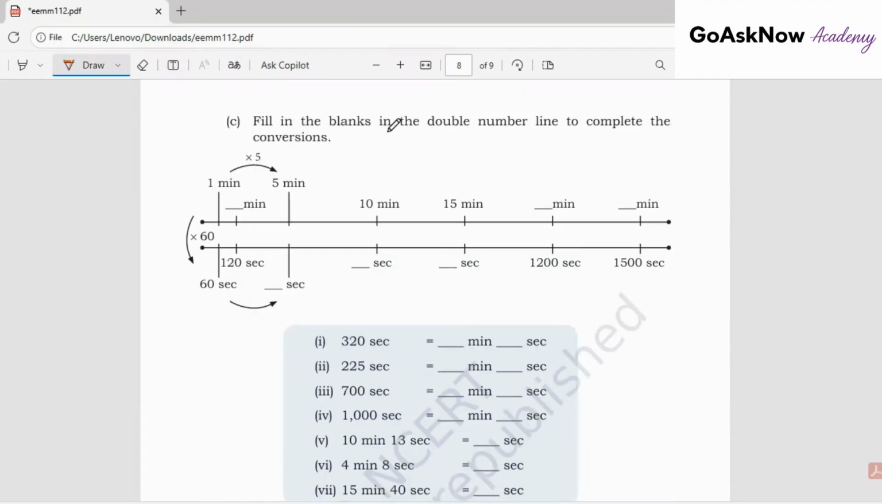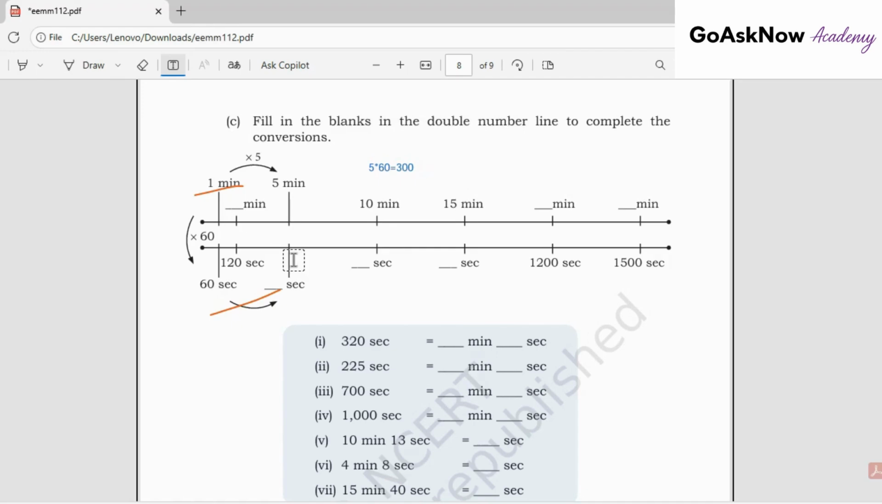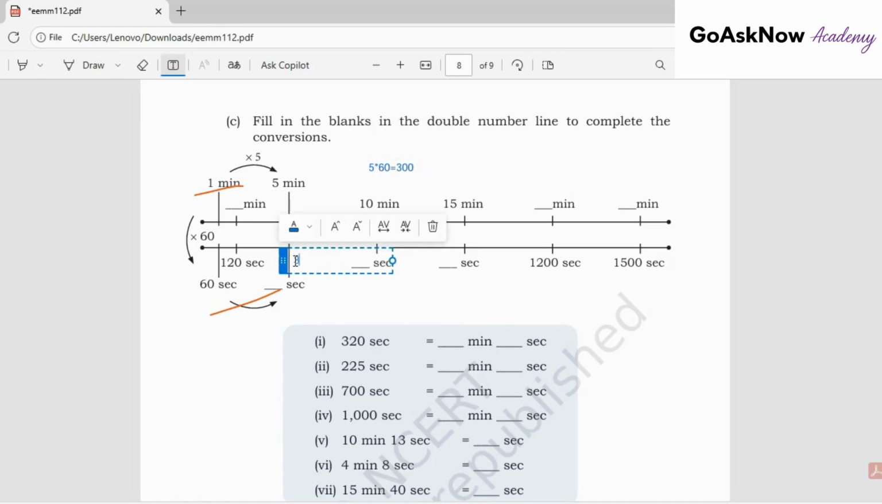Part C. Fill in the blanks in the double number line to complete the conversion. 1 minute is equal to 60 seconds. Here 5 into 60 means 300. That is 300 seconds. Next 10 into 60, which is 600 seconds. After that 15 into 60, which is 900 seconds.